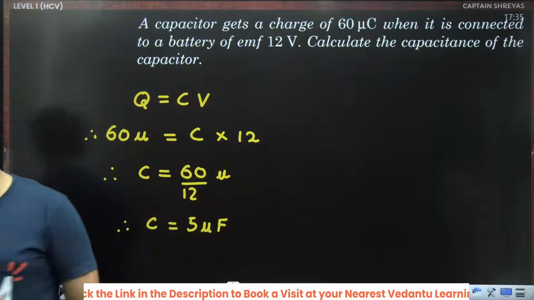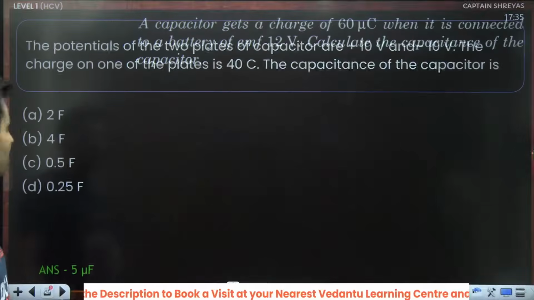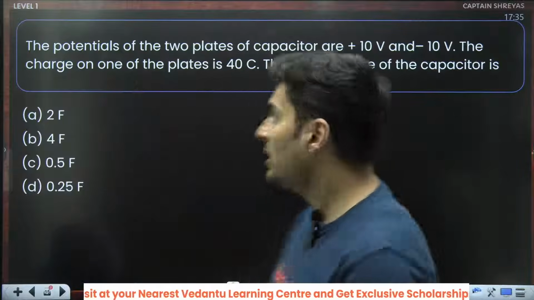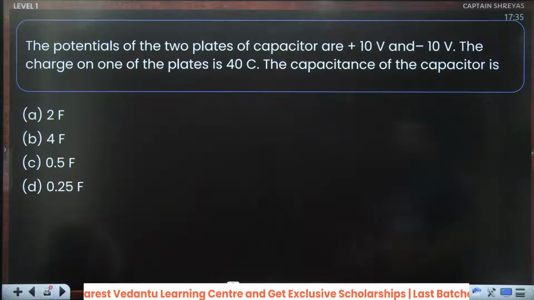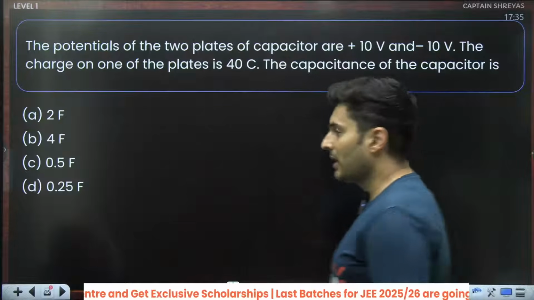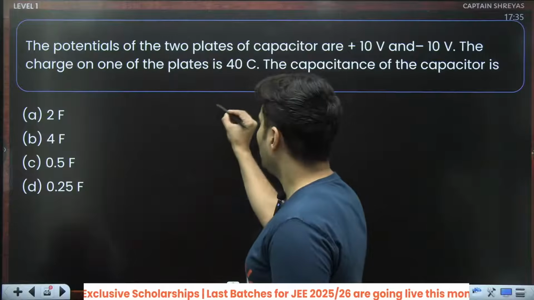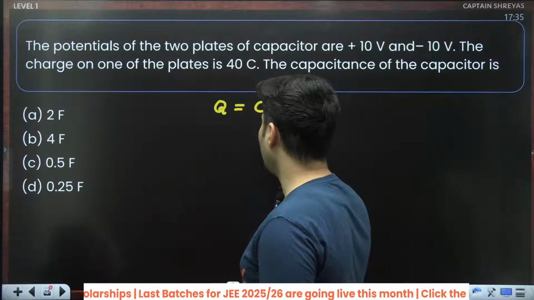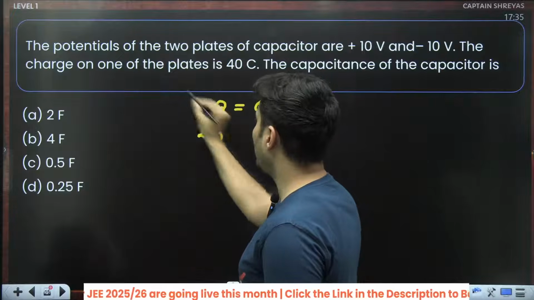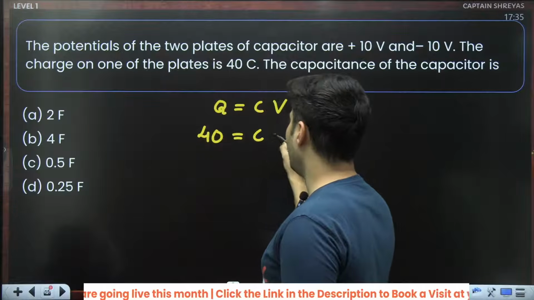Straightforward. Moving on to the next question coming up on your screen. Here it is. The potentials of the two plates of a capacitor are 10 and minus 10 volts. The charge on one of the plates is 40. What's the capacitance of it? Okay, again, a very straightforward question. Again, using Q is equal to C into V. Charge stored is 40 coulomb on any one of the plates. Capacitance, I do not know.